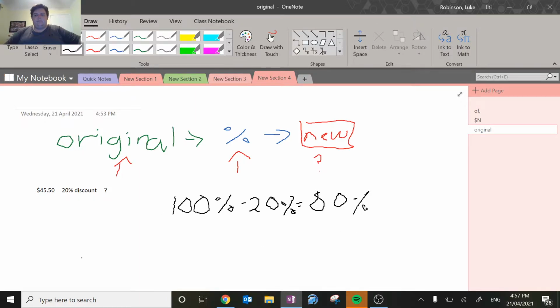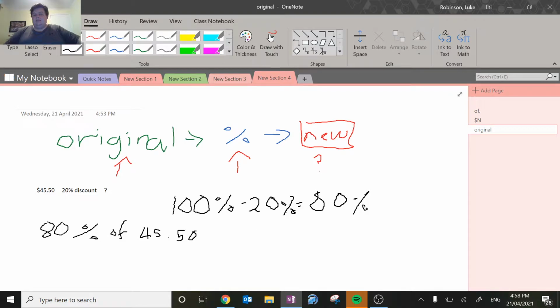Well, if we have 80% left over, let's calculate what 80% of the original price is, and that will tell us what our new price is. Well, how do you do 80% of something? 80% of 45.50.